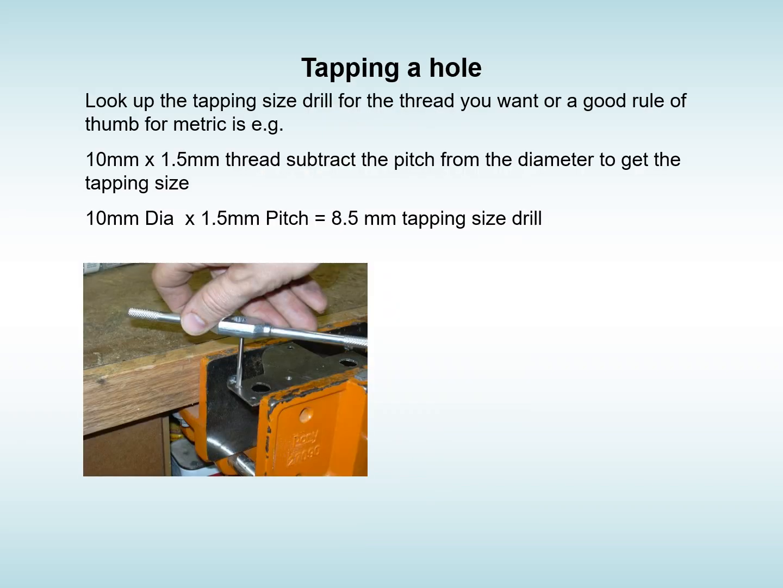So to start tapping a hole, first of all you look up the tap size drill for the thread you want to do. A good rule of thumb for metric is, for example 10 by 1.5 pitch thread, subtract the pitch from the diameter to get the tapping size. For example, 10mm diameter by 1.5mm pitch, you use an 8.5mm tapping size drill.